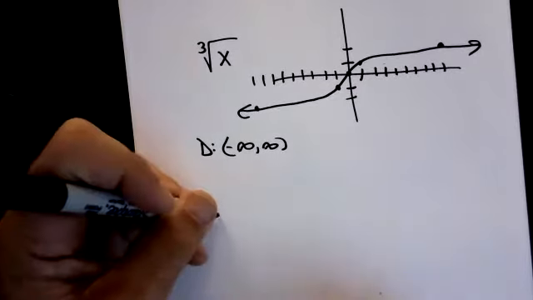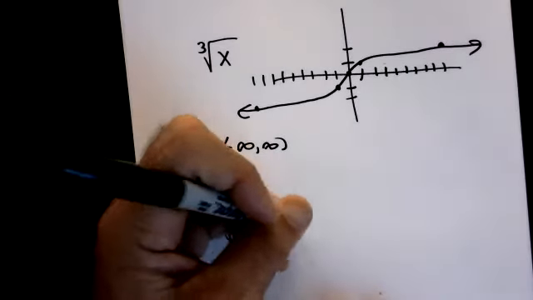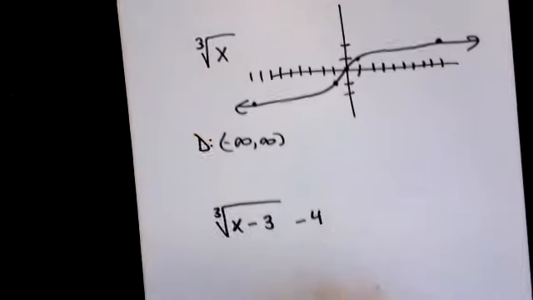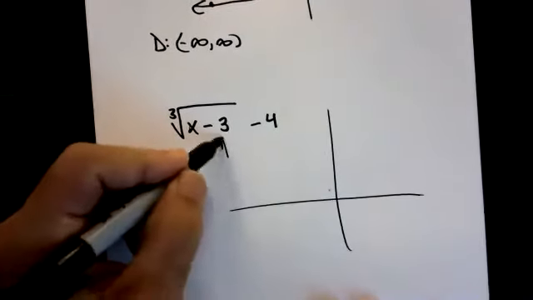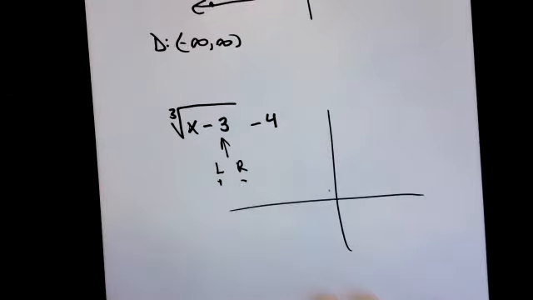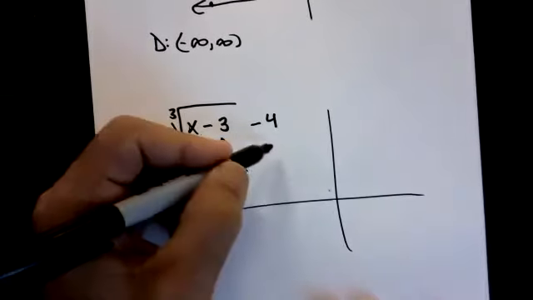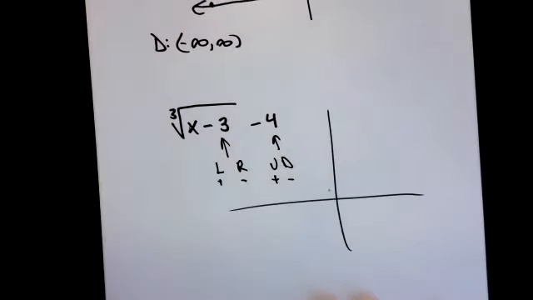And again, the same kind of shifts. If they told me to sketch the cube root of x minus 3, minus 4, same thing. Inside is going to shift left and right, backwards, so positives would shift left, negatives would shift right. The number outside shifts you up and down, positives go up, negatives go down.